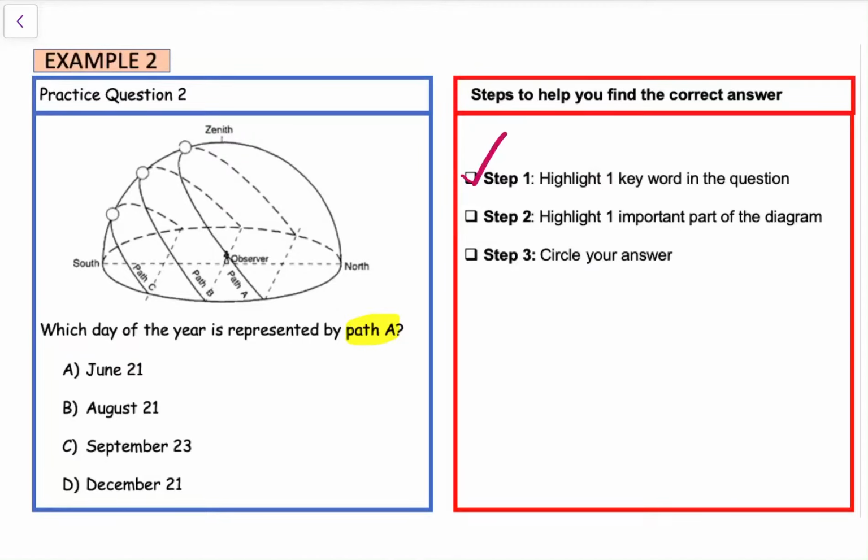Step 2 says highlight one important part of the diagram. Now that I look at the diagram, I want to highlight the most important part of the diagram that I should be looking at. In this case, I want to be looking at the path of the sun that's labeled path A. So I'm going to highlight that part of the diagram. Here's path A. Here's the black line that represents the path of the sun. Along path A, the sun goes up, and then it comes down the other side.